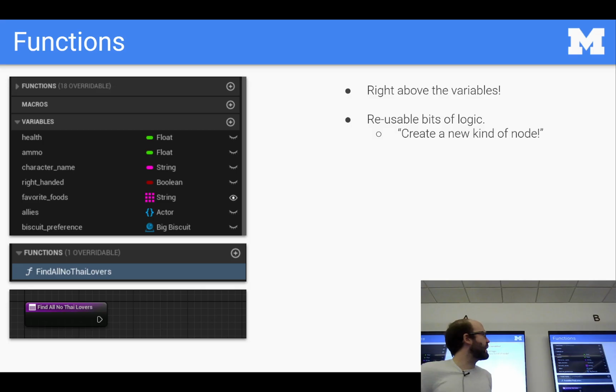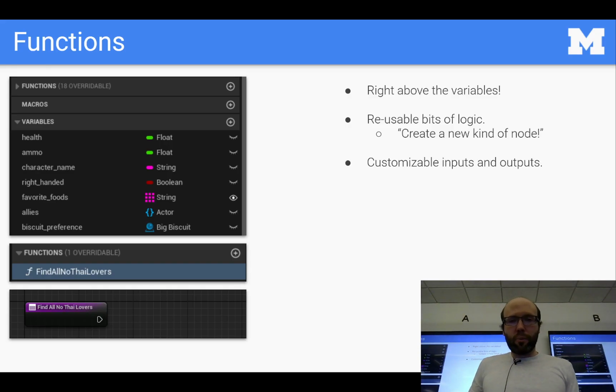If you click that little plus button up there, you're going to get to name your function. Give it a cool name. So I create a function, let's call it find all no-tie levers. Once I do this, I'm going to get this little starting node from which a line of execution can be drawn, a little white line, and we can add whatever logic behind that function that we want, which is kind of nice. You can customize this function's inputs and its outputs.